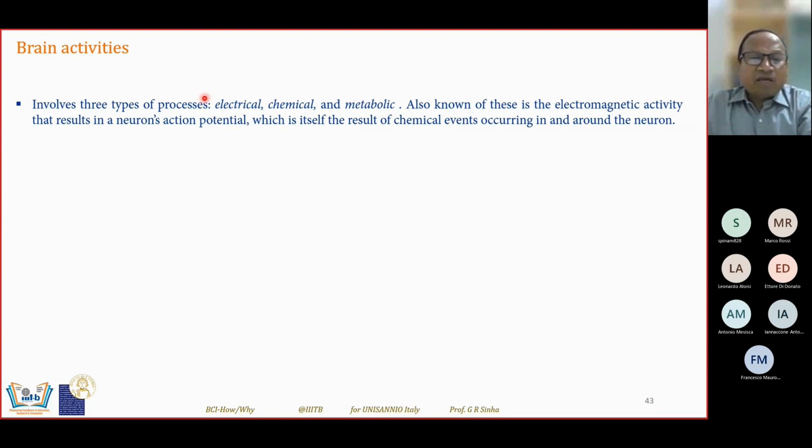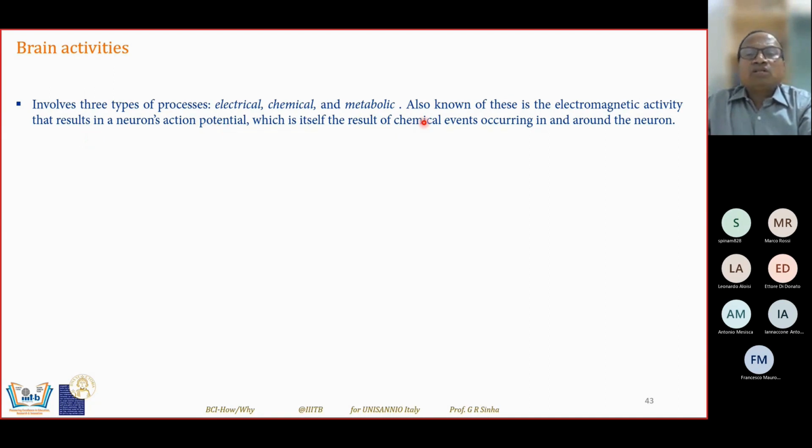One is electrical, and you can clearly recall that electrical activities are recorded in the form of EEG. Remember, these are actually the activities which are present inside the brain. So electrical activities are there, chemical activities are there, and metabolic activities are there. And the signals related to all these activities are used in the BCI and in the study of the brain for different purposes.